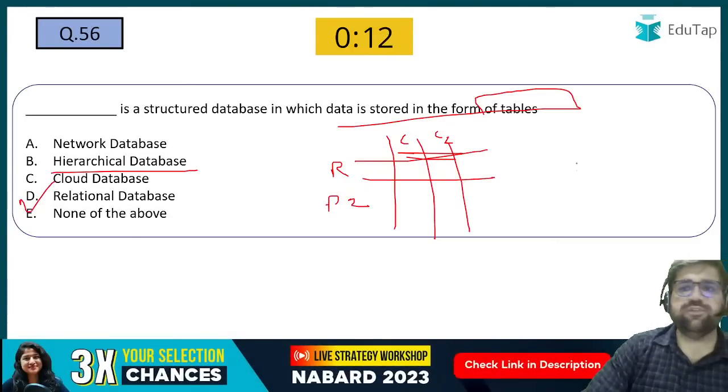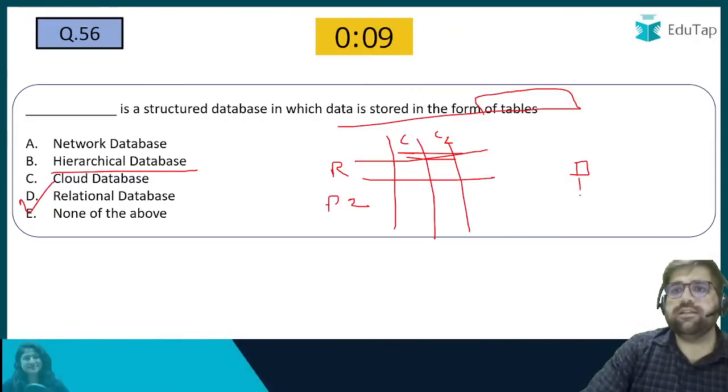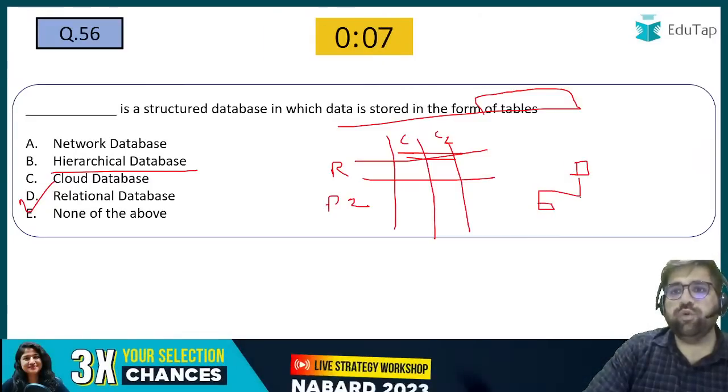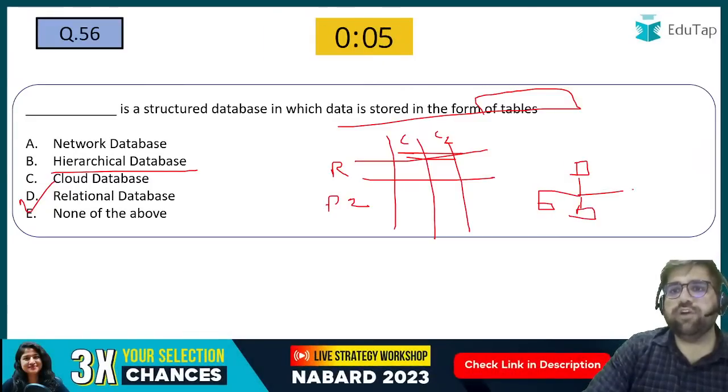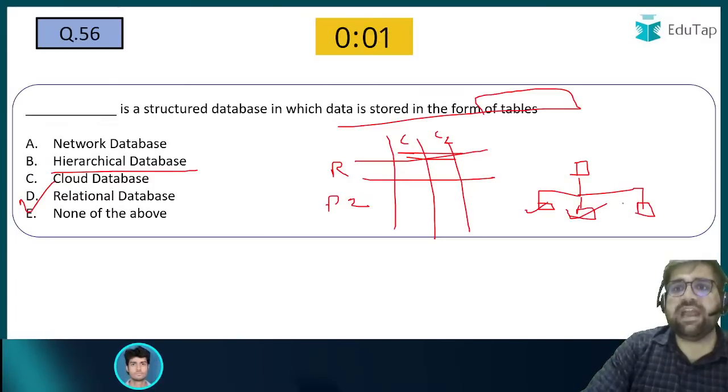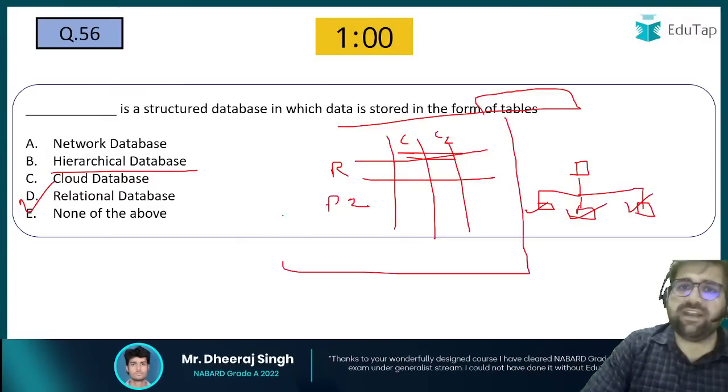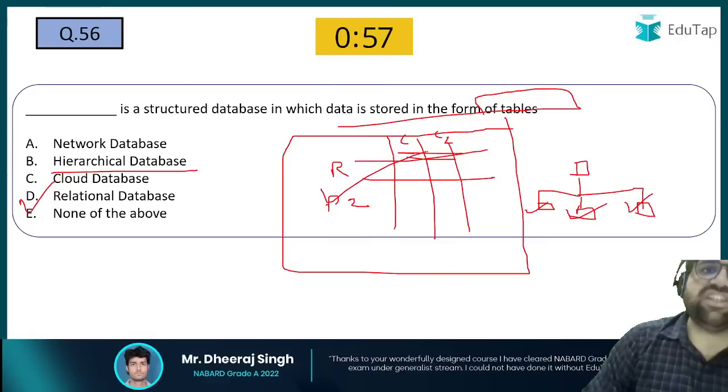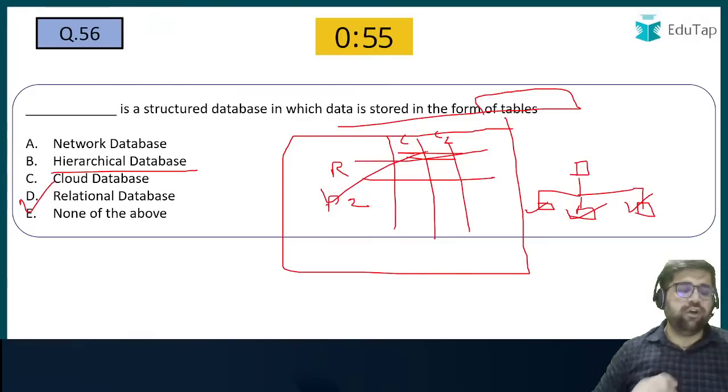Hierarchy database means that this is your boss 1. Then you will come ahead. This is your boss 2. Then you will have this. This is your boss 3. Then you will come ahead. This is your boss 4. Now this is what hierarchy database is all about. But a relational database is arranged in the form of rows and tables.